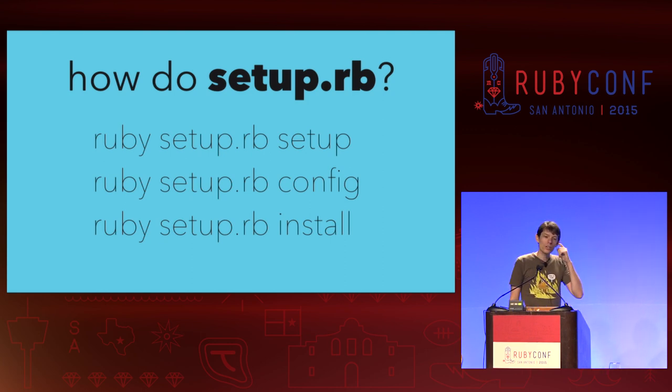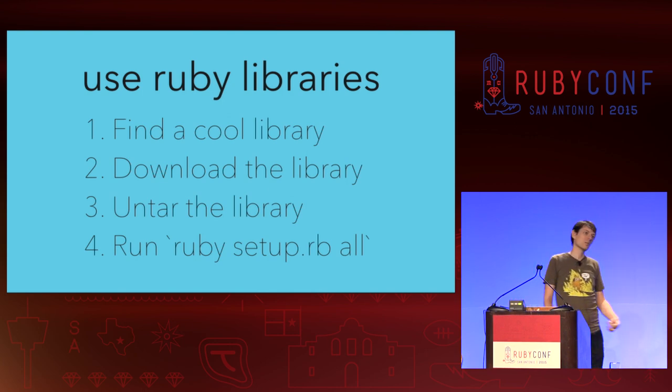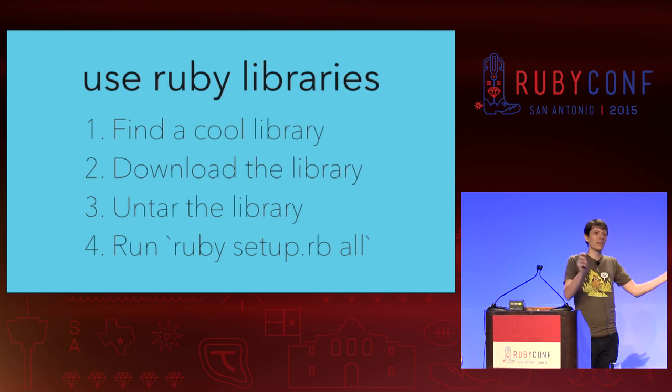And so moving forward in time, this is now how you use Ruby libraries. You find a cool library. You download the library. You untar the library. You cd into the directory that you just untarred, and then you run ruby setup.rb all, and it copies the Ruby files into your site lib, and now you can require them, and everything's great.